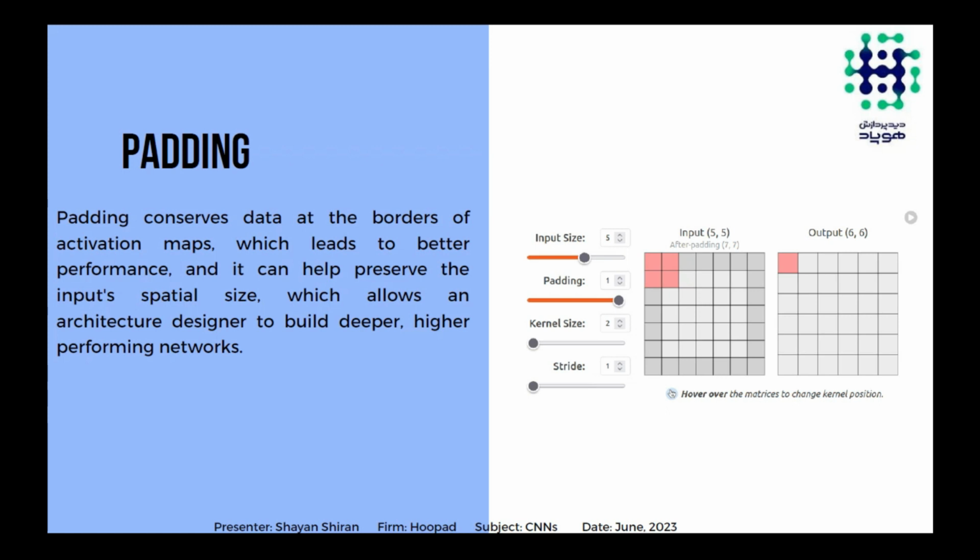And padding. You see, padding is often necessary when the kernel extends beyond the activation map. Padding conserves data at the borders of the activation maps, which leads to better performance and can help preserve the input's spatial size. I think one of the main reasons for padding is that it preserves the input's spatial size, and it will also allow an architecture designer to build deeper and higher performing networks.